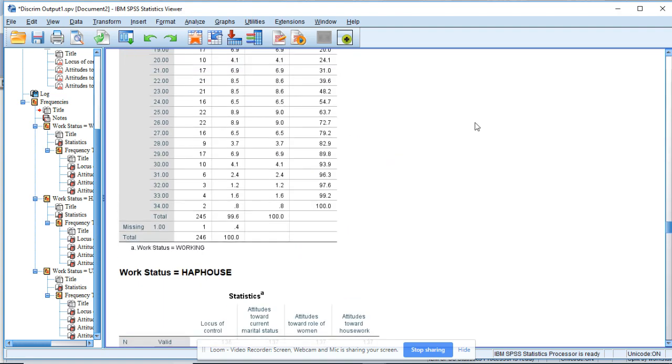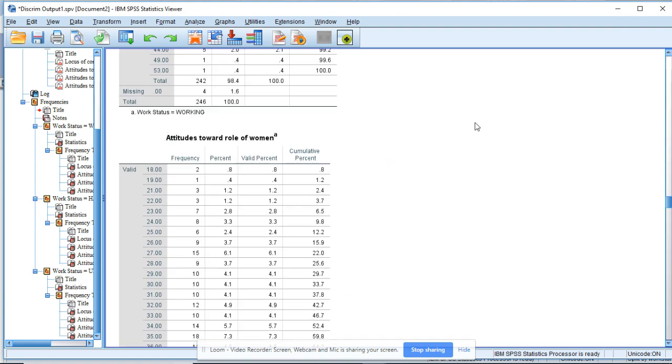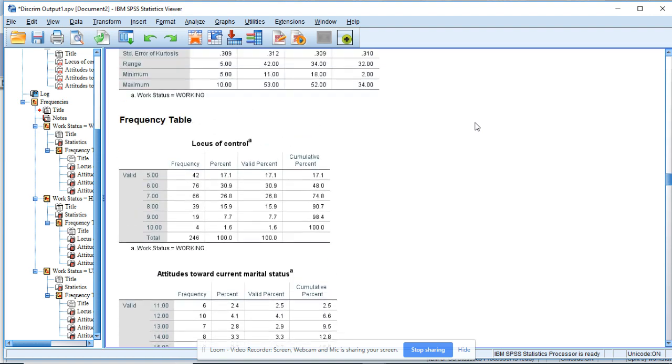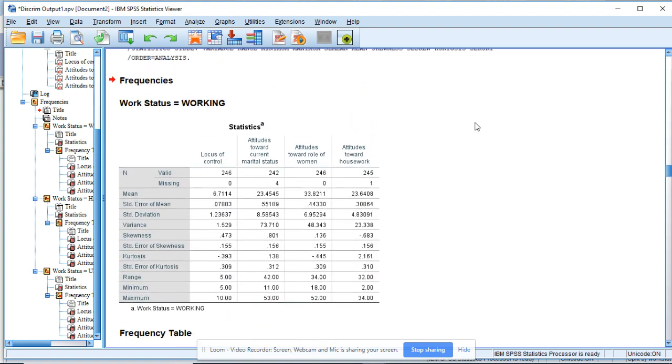So clearly the working women group is the largest. And we're actually going to account for that when we do our discriminant analysis, because 246 compared to the smallest group of 81 is a pretty big difference. And so we want to account for that and weight that group a little more heavily in our calculations. So go ahead and click Save again, just so we save our output.